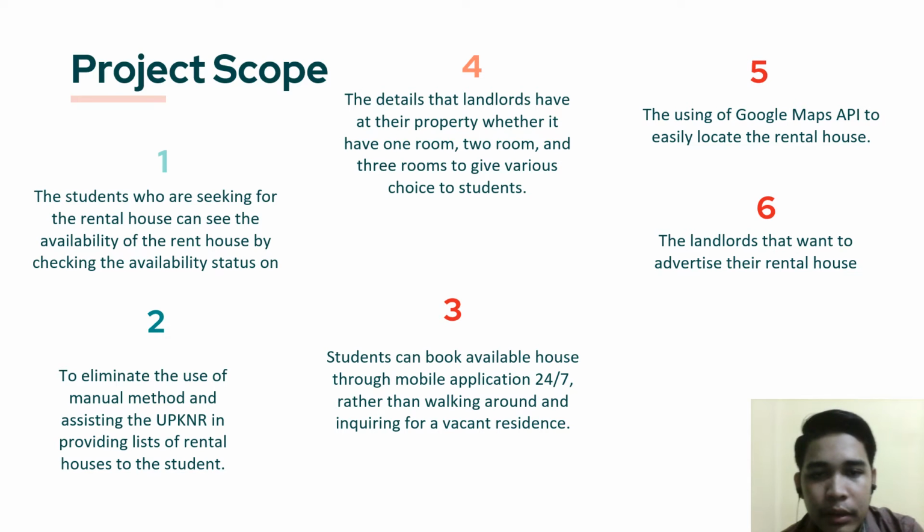The fourth is the detail that the landlord has about their property, whether it has 1 room, 2 rooms, or 3 rooms, to give various choices to the student. The fifth is the use of Google Map API to easily locate the rental house. And the last one is the landlord that wants to advertise their rental house.